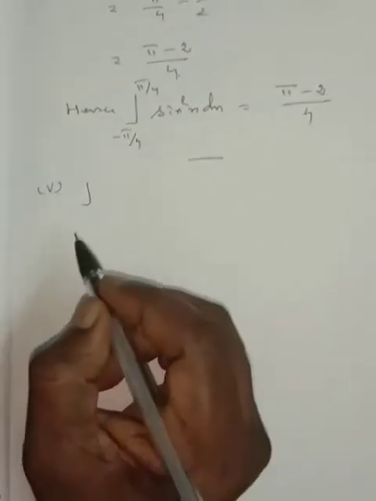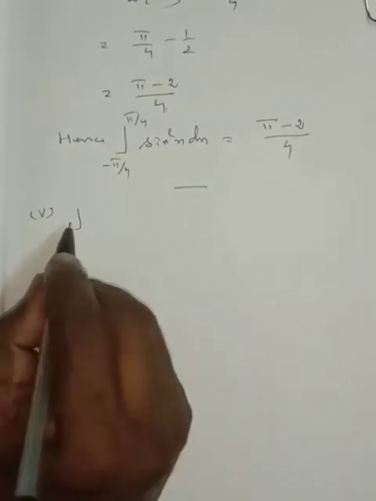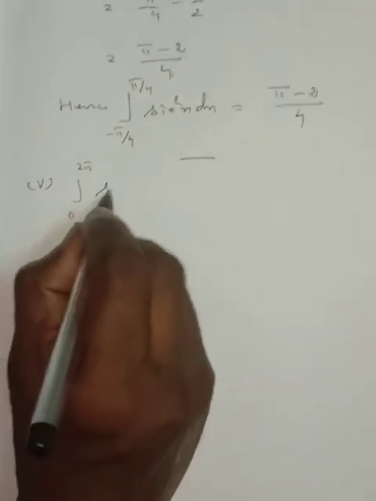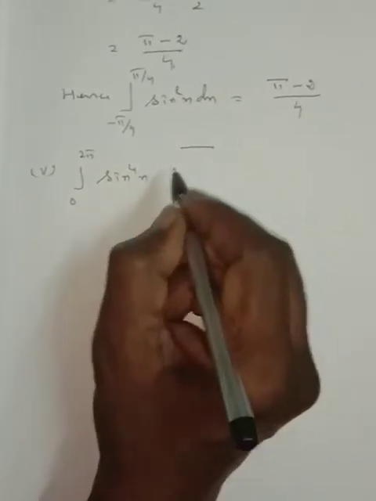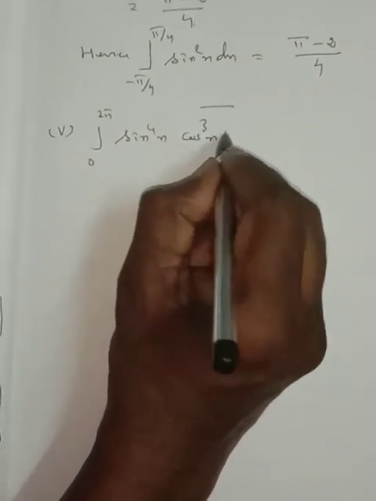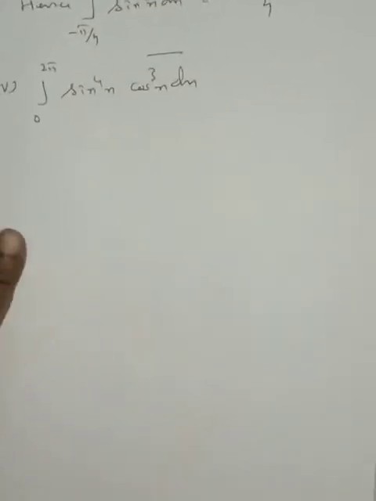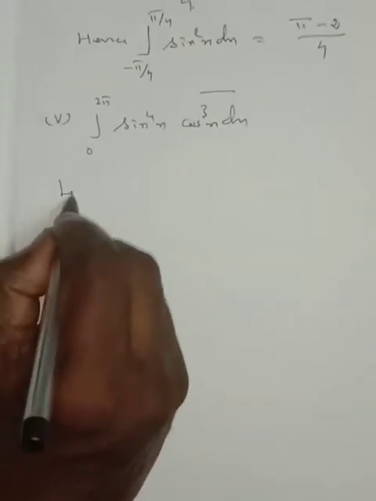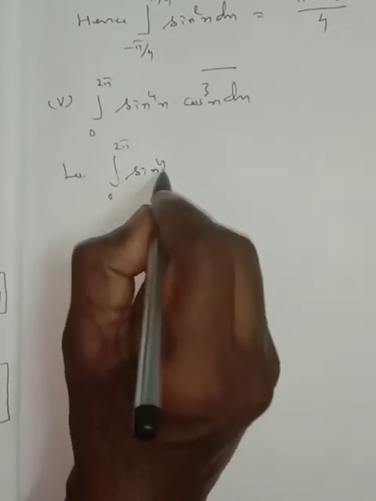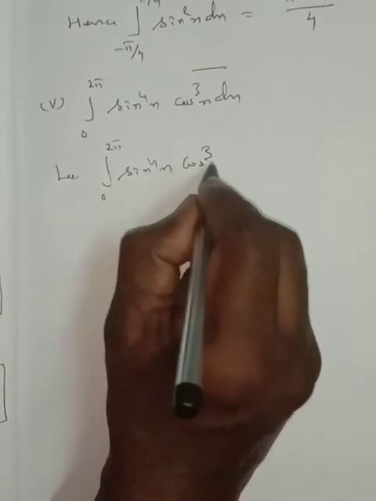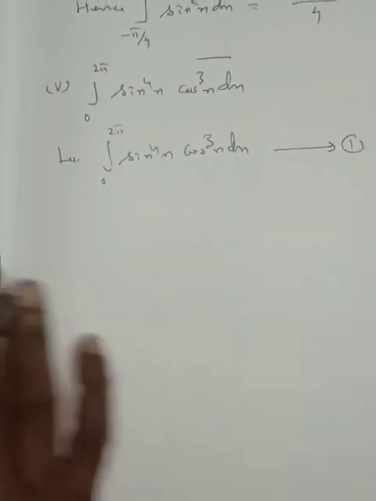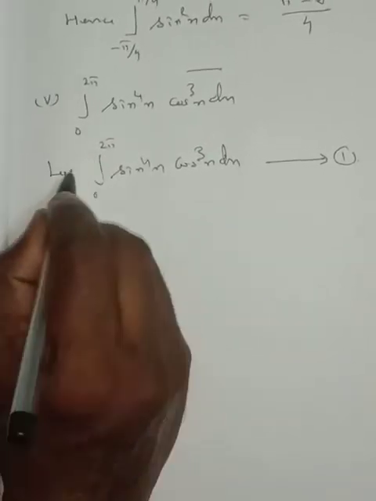Integral 0 to 2 pi sin power 4x cos cube x into dx. Let I be integral 0 to 2 pi sin power 4x cos cube x dx. This is the given problem. Let I is equal to, number this as 1.